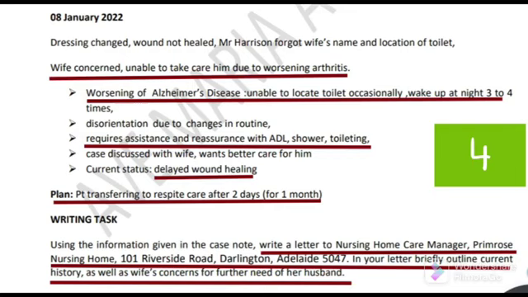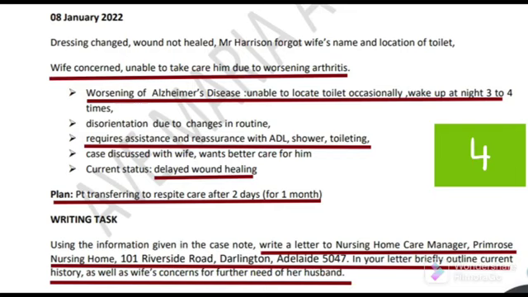We could see worsening of Alzheimer's disease, unable to locate the toilet occasionally, waking up at night 3 to 4 times, and they have given disorientation due to changes in routine, requiring assistance and reassurance with daily living activities, showering and toileting. So these all actually come like a recommendation also, because they didn't give any other recommendations. The care was discussed with the wife, and she wants better care for him. So this is the request by his wife.